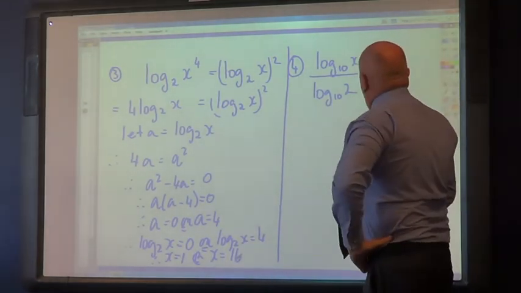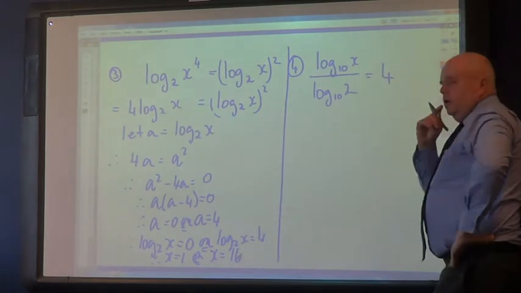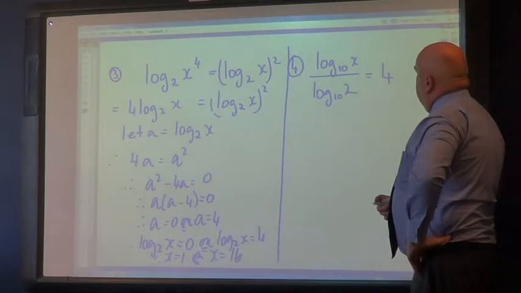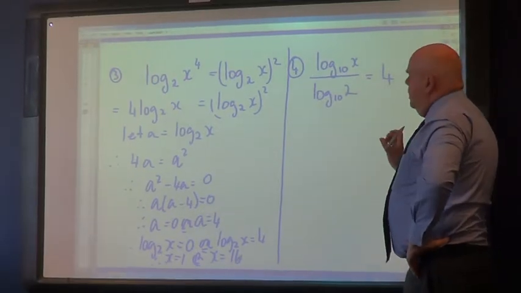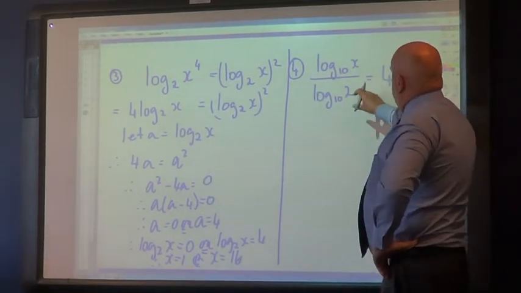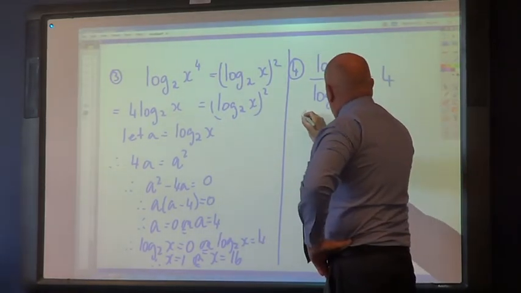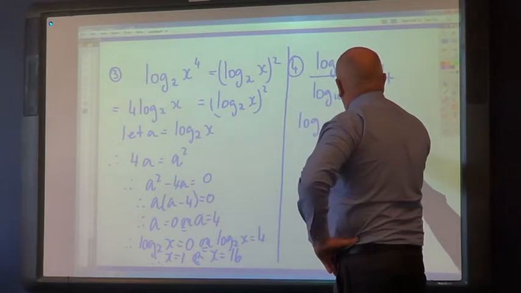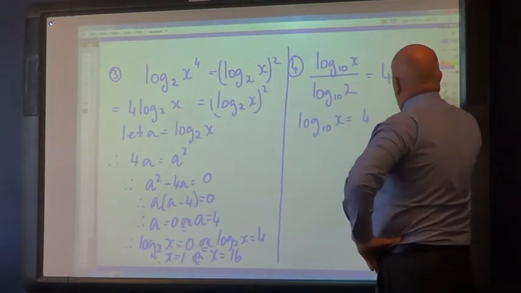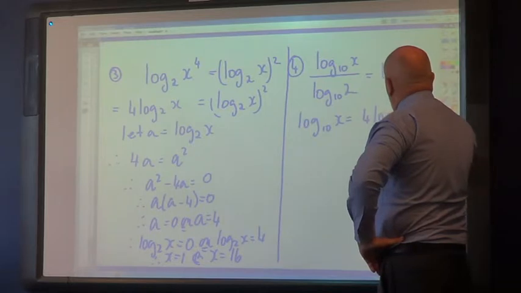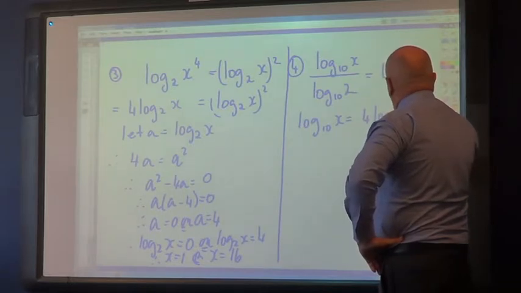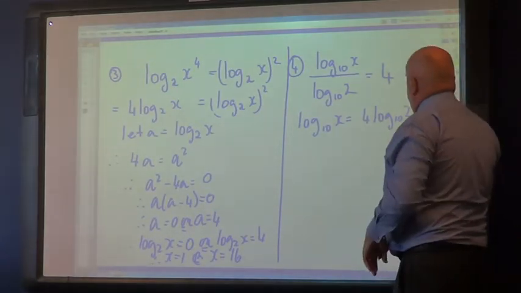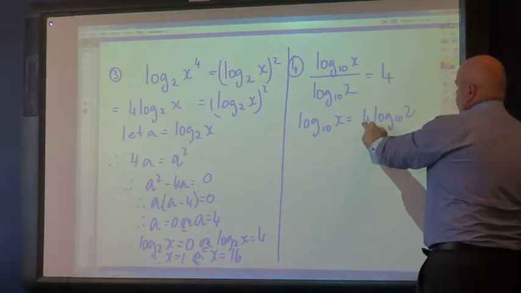Okay, our fourth example isn't as tricky as it looks, I would suggest. What we're going to do here is simply multiply both sides by the denominator. So we're going to say log base 10 of x is equal to 4 lots of, taking this over here, log base 10 of 2, isn't it? Now there's a couple of ways we could solve this, but this would have to be my preference.